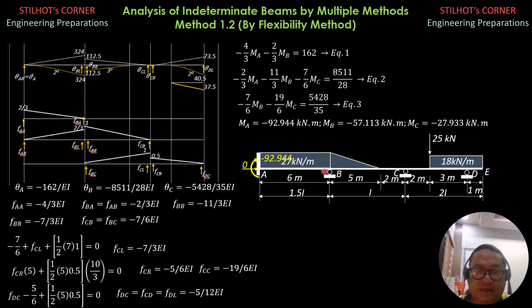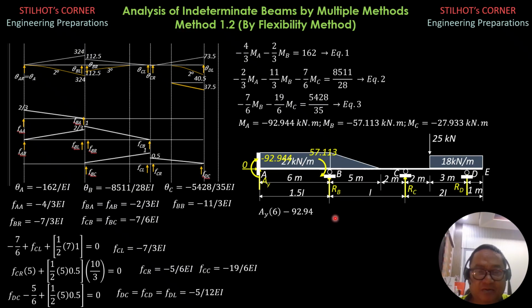At B only, because this is negative, supposedly the positive moment is counterclockwise at B, so it is clockwise as shown in the figure. Now, since we already have these moments here, let's consider this portion of the beam AB, and let's solve for AY. AX is of course 0. So AY times 6 plus negative 92.944 plus 57.113 equals 27 times 6 times 3.